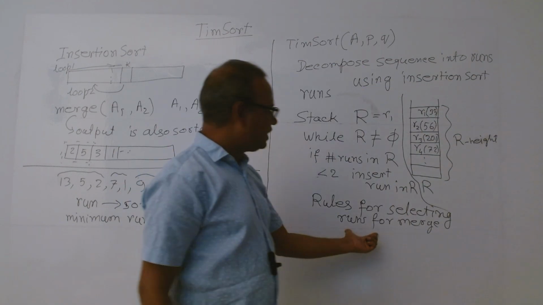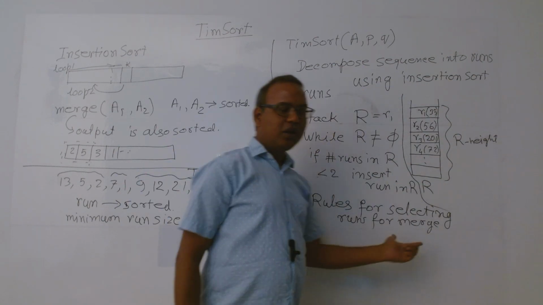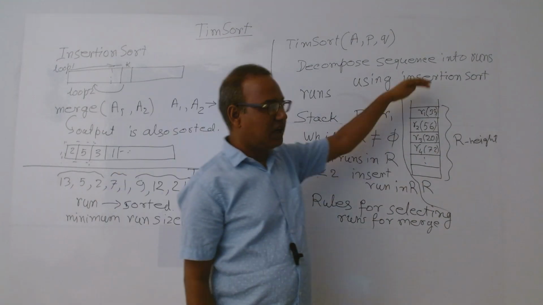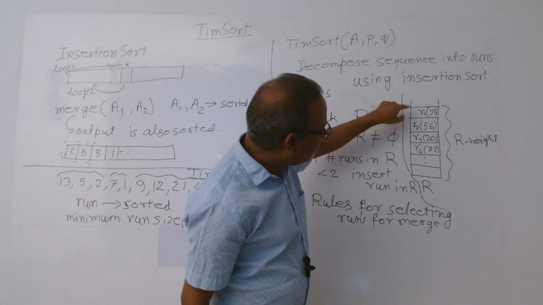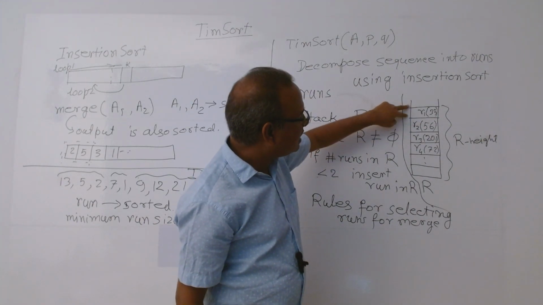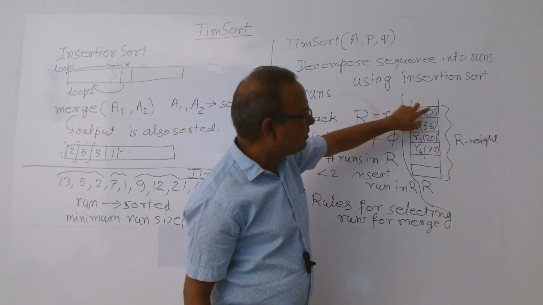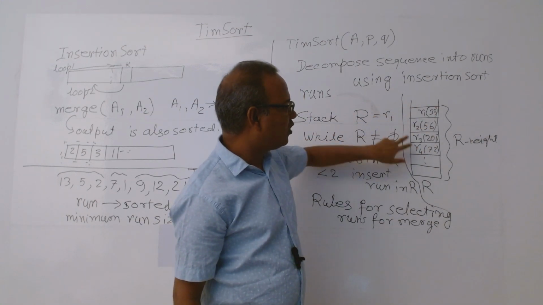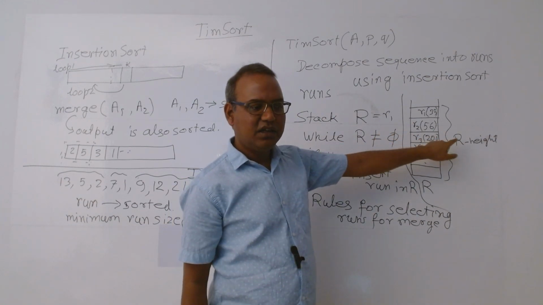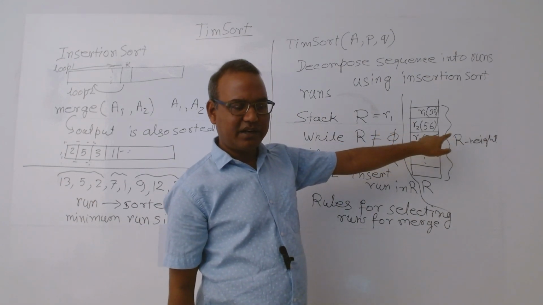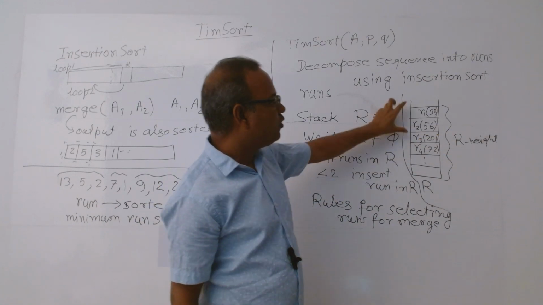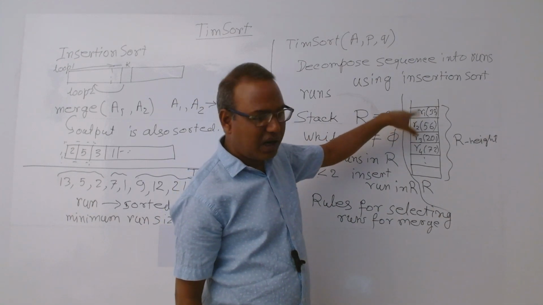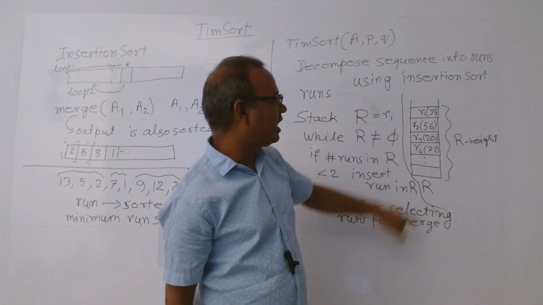Okay, rules for selecting runs for merge. So how to select the rules? Suppose I have 4 runs. We will start counting from the top. What are the minimum runs? R1 is a small run, then R2 is also a small run. R3 is 201, which is a bigger run. So what do we have to do? In this case, the condition is that we have to merge these smaller runs R1 and R2.